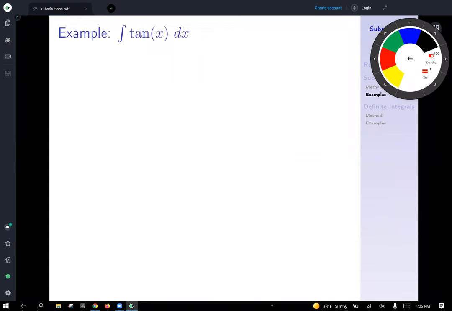What, my friends, is the integral of tangent of x? Nope. So think about the integral is asking this thing is the derivative of what?